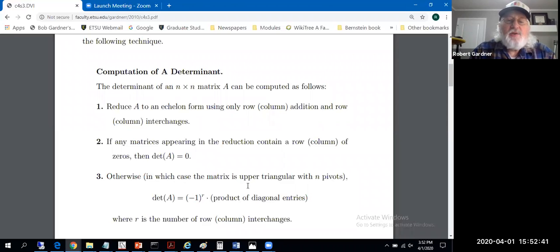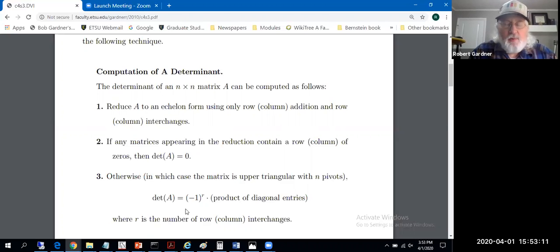The matrix will be an upper triangular matrix with n pivots, and the determinant of that matrix will be -1 to the r times the product of the diagonal entries, the product of those pivots. Some could be 0, where r is the number of row or, it turns out, column interchanges. You know the determinant changes by a factor of -1 every time we have a row interchange.